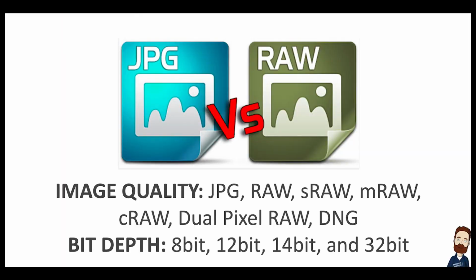So in this lecture, I wanted to talk about JPEG versus RAW, about image quality with JPEG and RAW, what the SRAW, MRAW, CRAW mean, and the new dual pixel RAW, and of course the standard DNG file, which was created by Adobe. I also want to briefly cover bit depth so you understand how bit depth directly affects your image processing, and how JPEG and RAW work in combination with that bit depth.